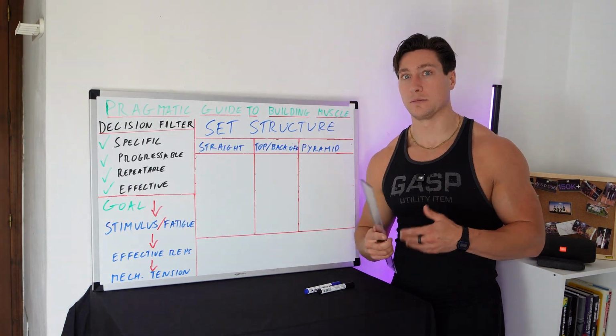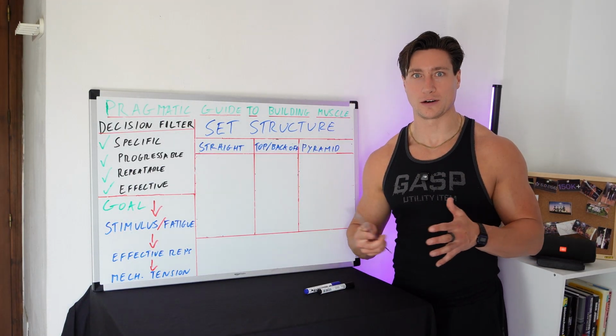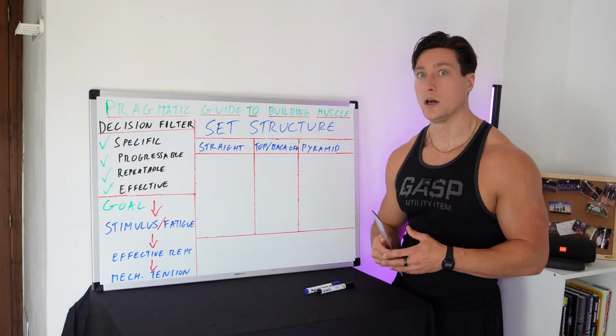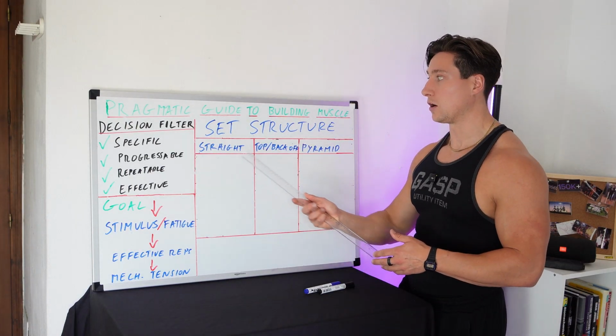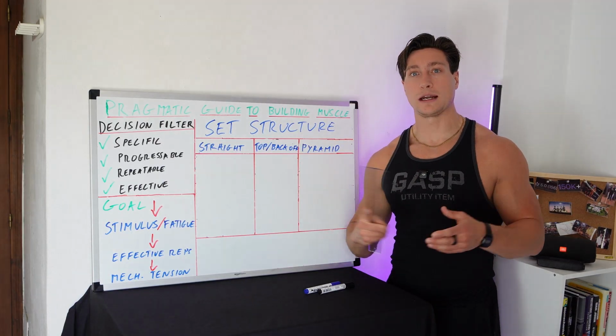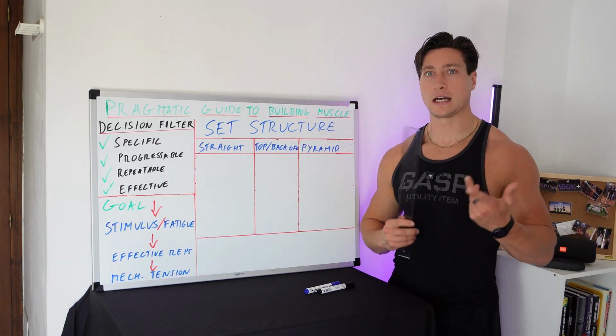So set structure is an important thing to consider when we're writing a program, because how do we decide how we are going to perform our sets and our reps? And this is where it kind of plays into it. So I'm going to go through some considerations for programming all of these, which are probably the most common ways to program our sets. So before we get into the meat of the video, we are going to go through the decision filter one more time, just to recap our memory.